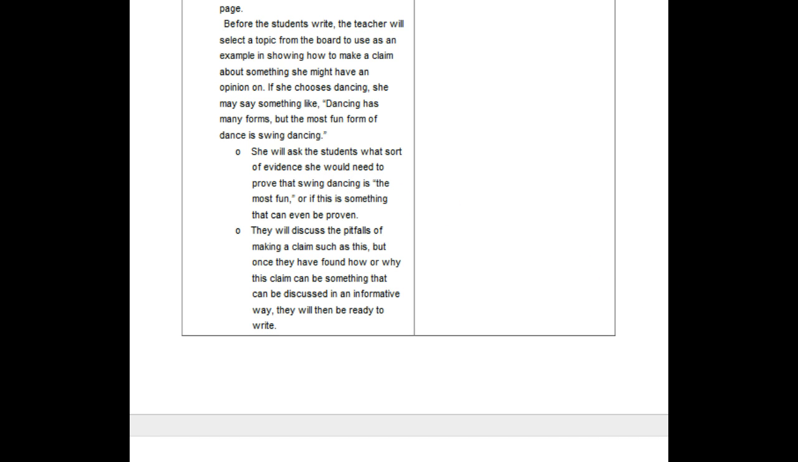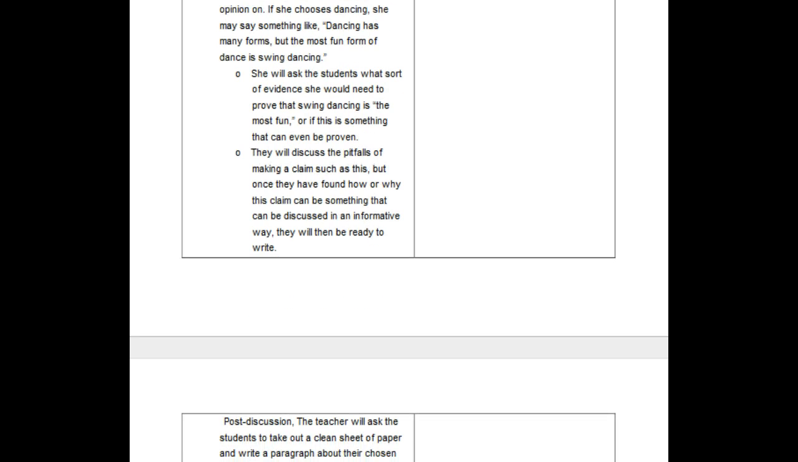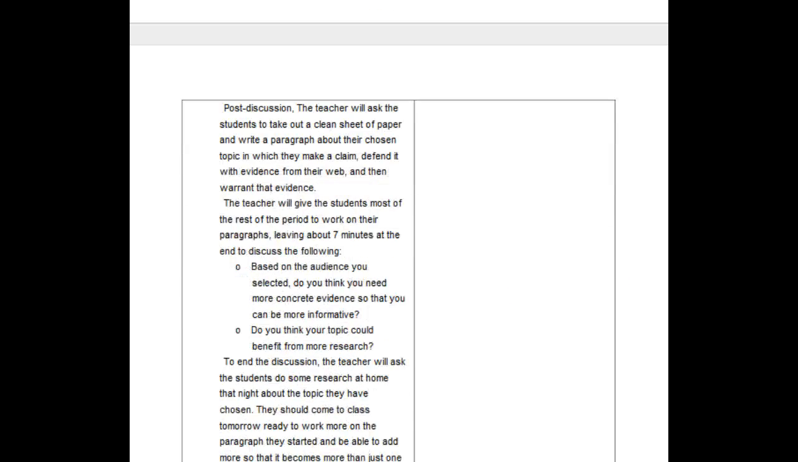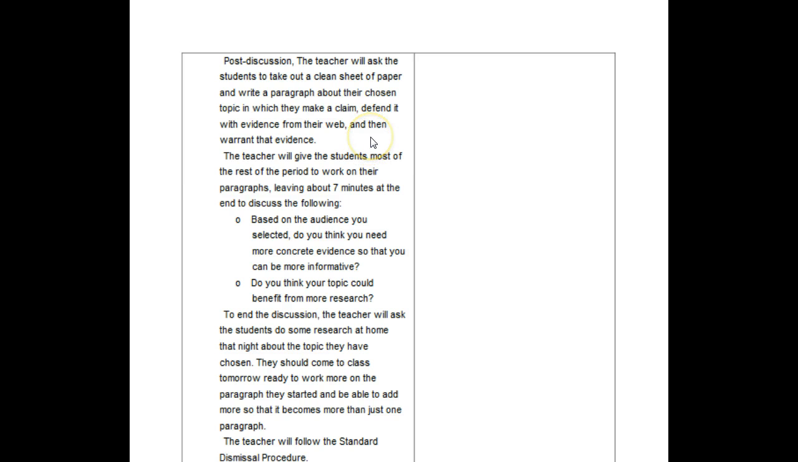So you move into asking the kids, is it something that can even be proven? We're going to discuss the pitfalls of making a claim, but once they found out how or why this claim can be something that can be discussed in an informative way, they will then be ready to write. So again, that misalignment issue. You're using an argumentative structure in a persuasive paragraph, and you're calling it informative, okay? So right down here then, you've written a sample topic sentence for them on the board, and then you tell them, take out a clean sheet of paper and write a paragraph about your topic. So you're missing direct instruction right here, okay?